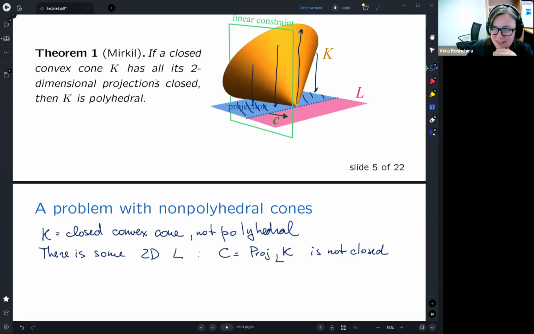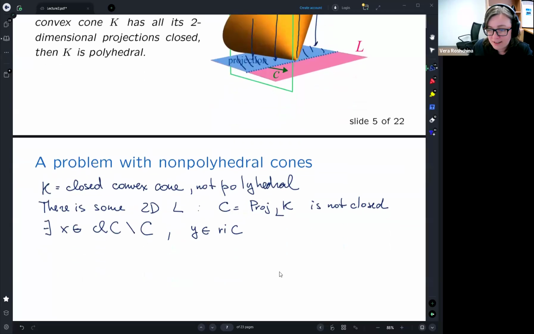So now what I can do is pick a point that is this bad point. So there will be some point X in the closure of C, but not in C. And also there will be some point Y that will be in the relative interior of C. And now, oh, I was using a different notation for relative interior.